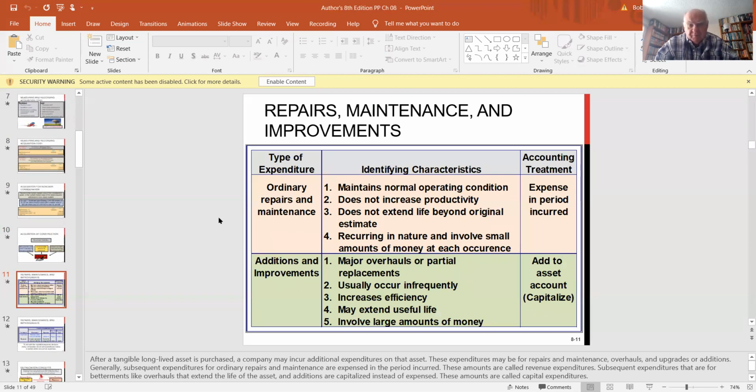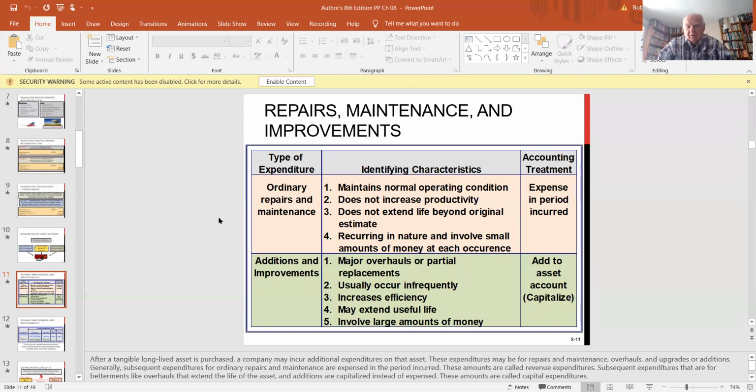Understand the difference between a repair and a maintenance and an improvement. Repairs and maintenance, these are the normal repairs you would expect in keeping a piece of machinery going. You know, you buy a car, you have expenses that maintain the normal operating condition, doesn't really increase productivity, doesn't extend the life of the car really. It's recurring and you have to do it every once in a while at small amounts of dollars.